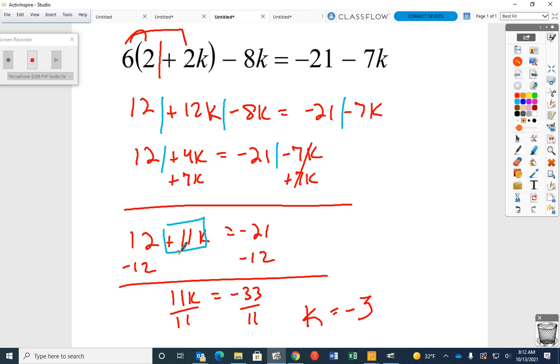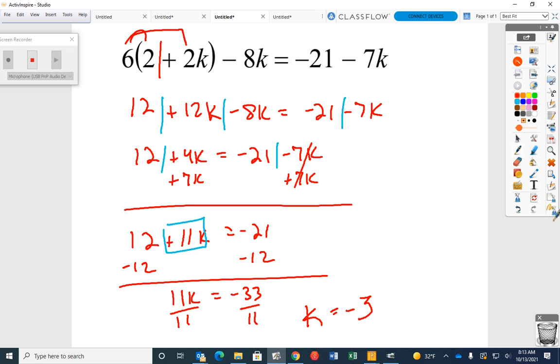Why did you do negative 12 instead of positive 12? Well, okay, if you were to add 21 to each side, you would have 33 plus 11K, but you're going to equal 0. So you're still going to have to move that to the other side anyway, because your variable's on the same side as that number. Does that make sense? So you want to work the side that has the variable on it. That's the side you want to try to get rid of everything on. Does that make sense? Okay. All right. Are we good on that one?